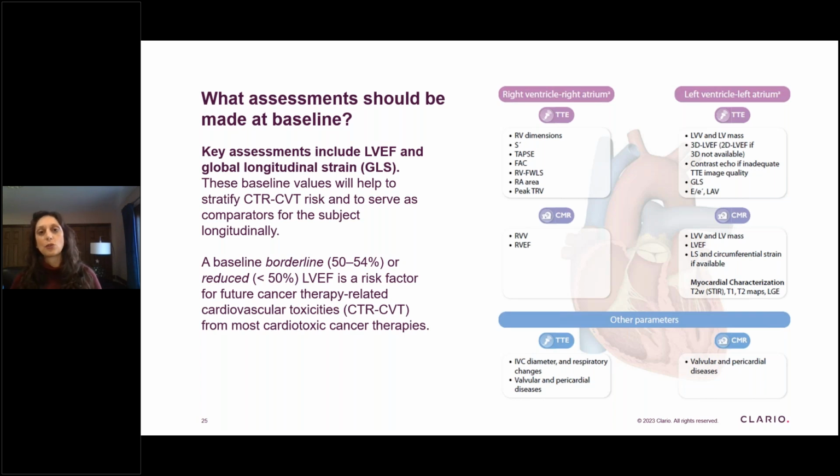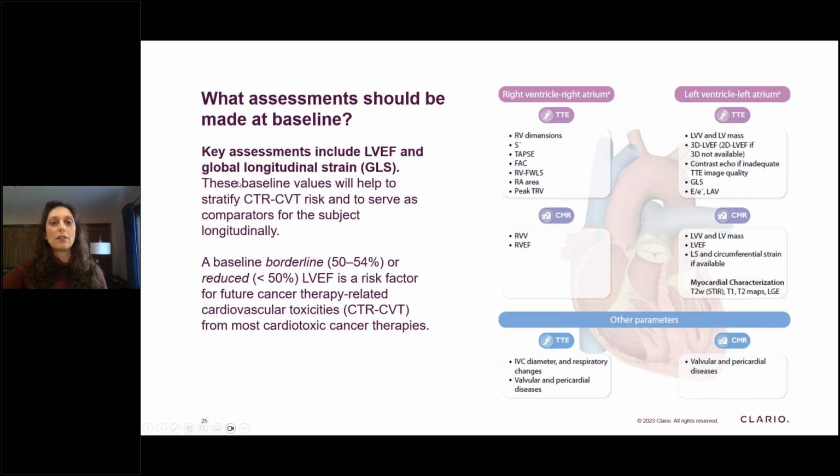And those baseline values are really going to help you stratify that baseline risk, but also importantly, serve as comparators for that subject longitudinally over time. For clinical trials, it's really important to carefully consider your eligibility criteria relating to cardiac function. Ideally, you'd like a relatively homogeneous risk profile for your patients that are enrolling at baseline. And of course, you want to include a conservative image monitoring plan while on treatment and during long-term follow-up.